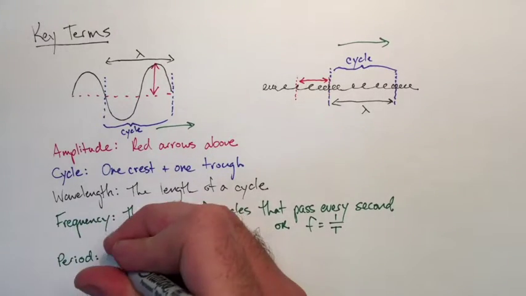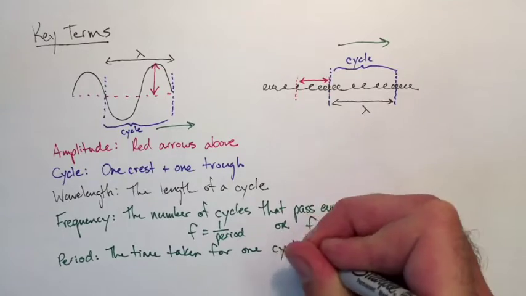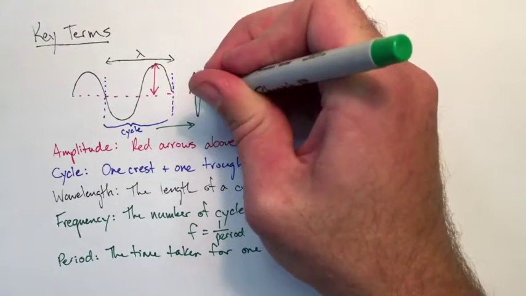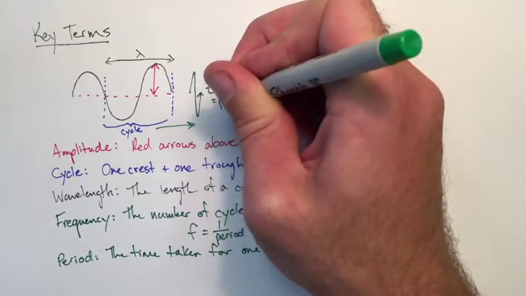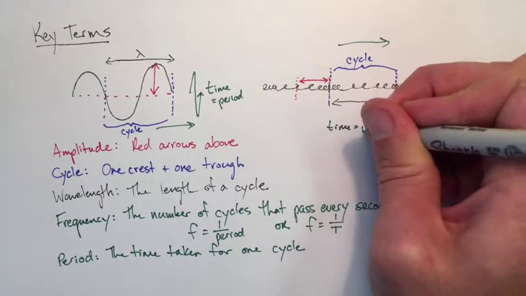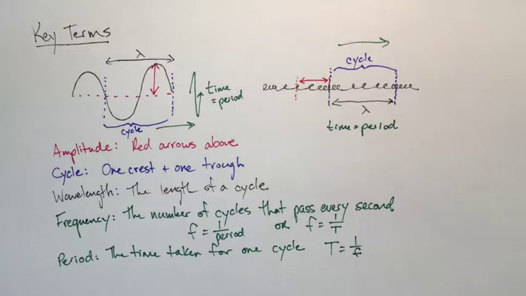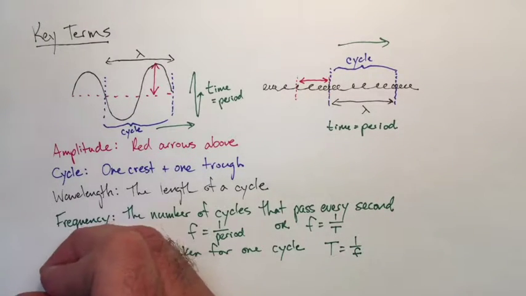Frequency is related to this next term, which is period. Period is just the time taken for a wave to do one cycle. So the time taken for a transverse wave to go up and down, or the time taken for a longitudinal wave to vibrate left and right. It has a relationship with frequency. It's the inverse of that frequency.